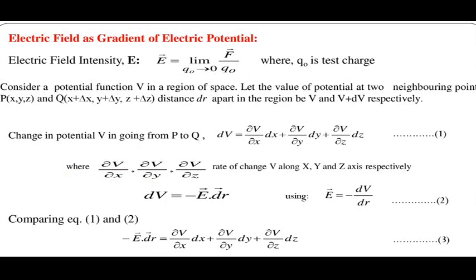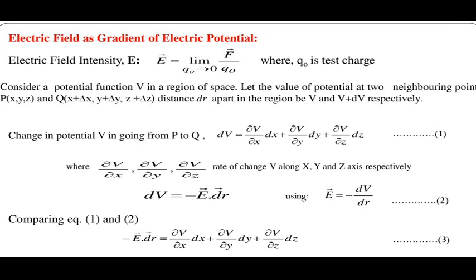Now, the P and Q points are dr distance apart. The potential at point P is V and the potential at point Q is V plus dV. This shows that as we move from point P to Q, the potential will change by small amount dV. From our knowledge of differentiation, we can write dV as ∂V/∂x dx plus ∂V/∂y dy plus ∂V/∂z dz, which is written in equation number 1. Here, ∂V/∂x, ∂V/∂y, ∂V/∂z represent the rate of change of potential along x, y, z.